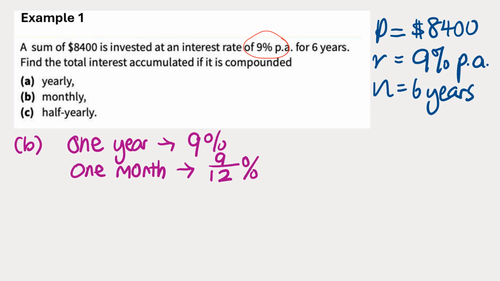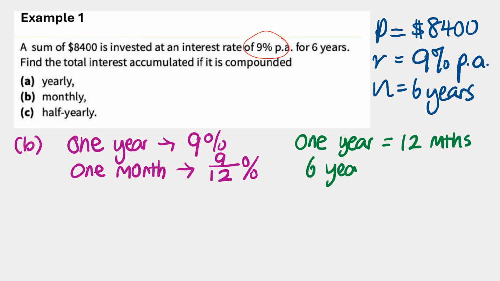If it's going to be compounded monthly, then I have to change your 9% from 1 year to 1 month. In 1 year there are 12 months, so the interest rate for 1 month will be 9 over 12%. Kind of makes sense, right? It has to be less. We also need to calculate, in 6 years, how many months there would be. In 1 year we have 12 months, so for 6 years we have 6 times 12, 72 months.